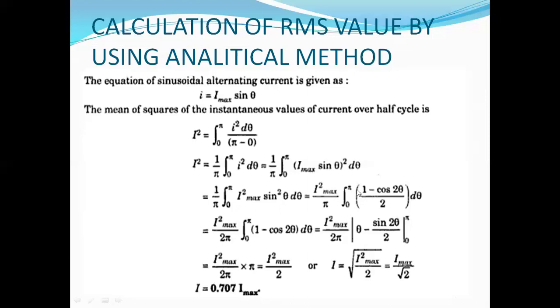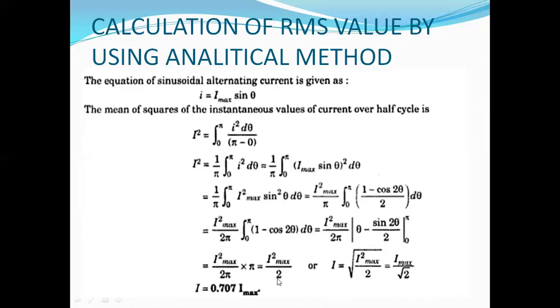So (1/π) ∫ from 0 to π of i² dθ is equal to Im²/π ∫ from 0 to π of sin² θ dθ, and sin² θ I can write as (1 − cos 2θ)/2 by using the trigonometric rule. Then find the integration of (1 − cos 2θ) dθ, and here you will get Im²/2π [θ − sin 2θ/2] with limits 0 to π. So after putting the limits, we get the final answer as Im²/2π × π, which is Im²/2.